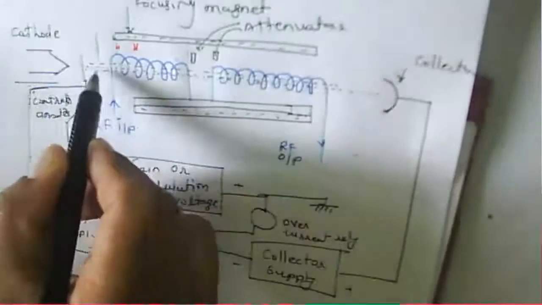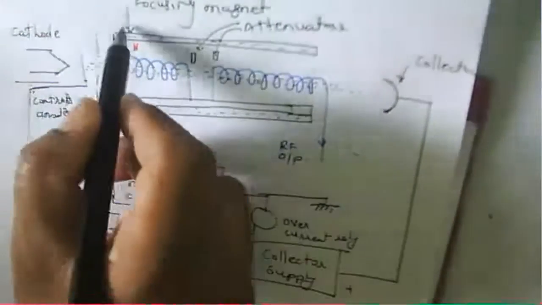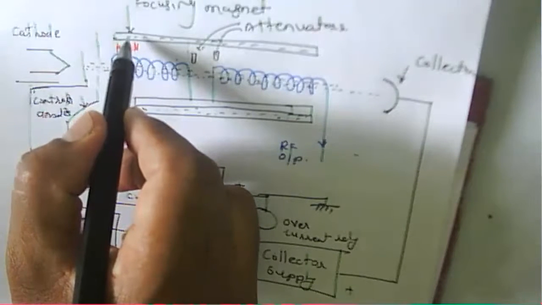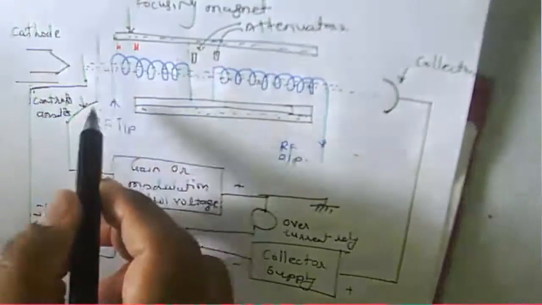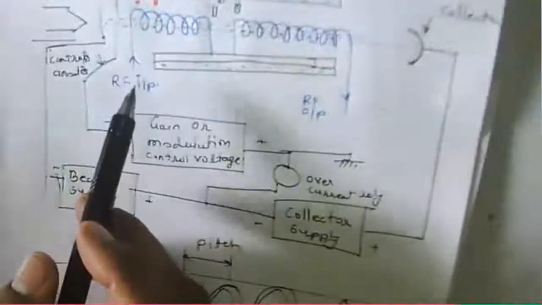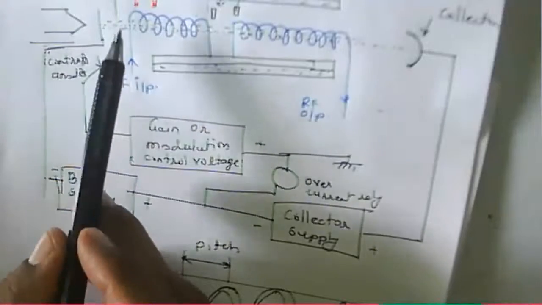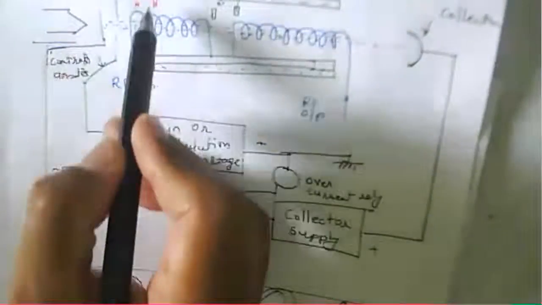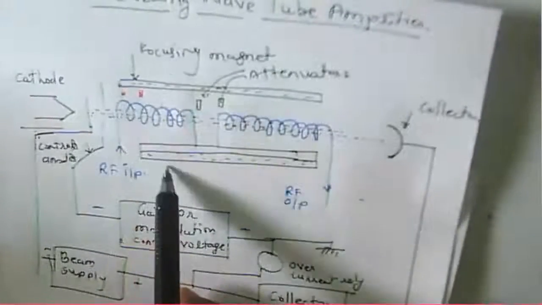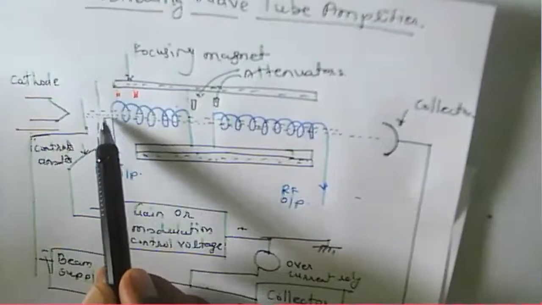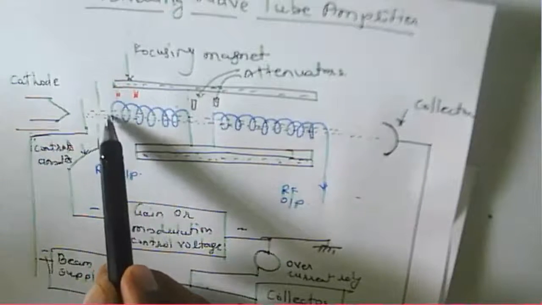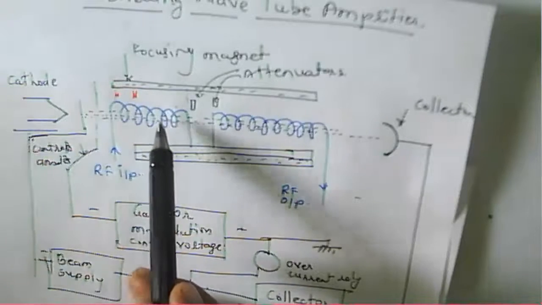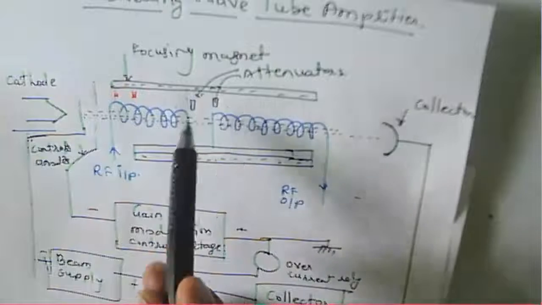To focus the electron through the axis of the helix, focusing magnets are used, because these magnets provide a field so that the electrons will not spread anywhere in this region. They will be focused and travel down through this helix tube. That's why focusing magnets are used: to focus the electron to move through the center of this helical tube.